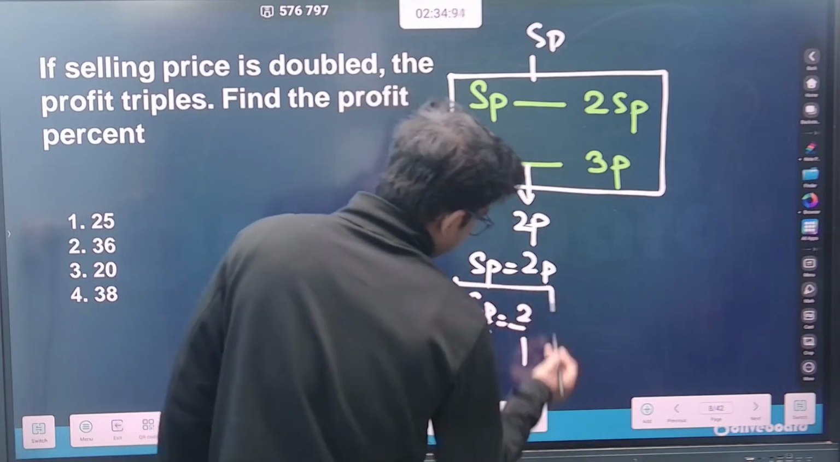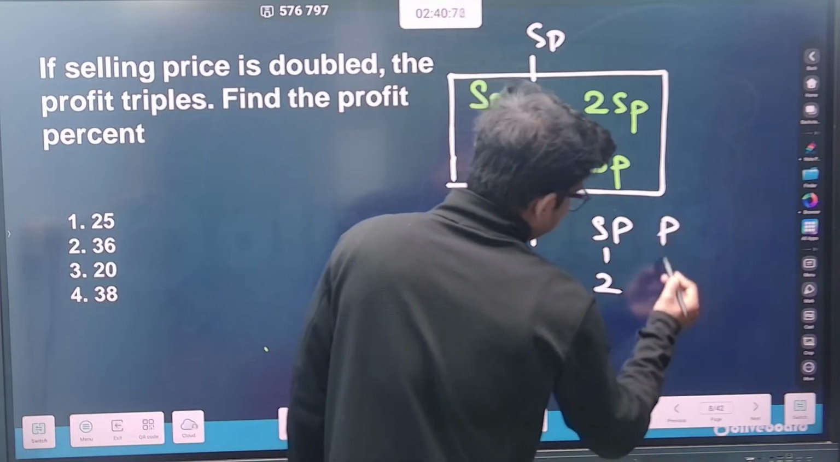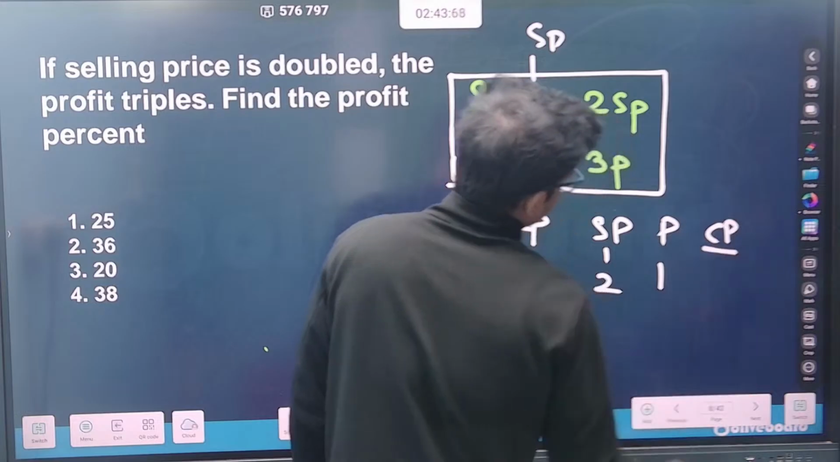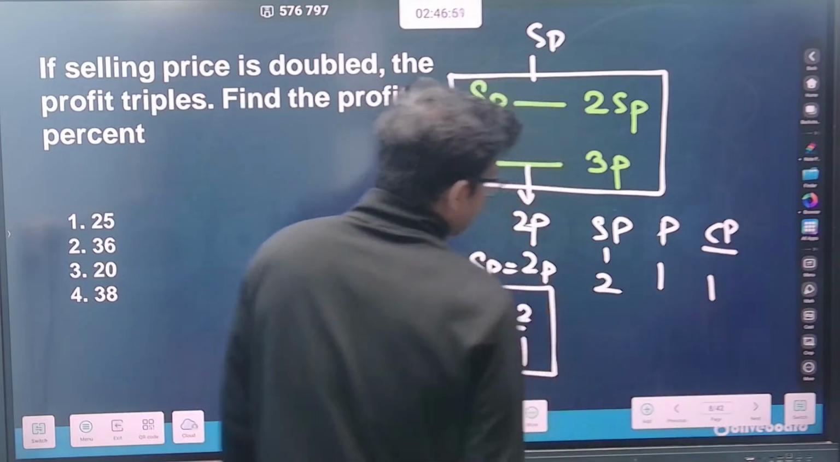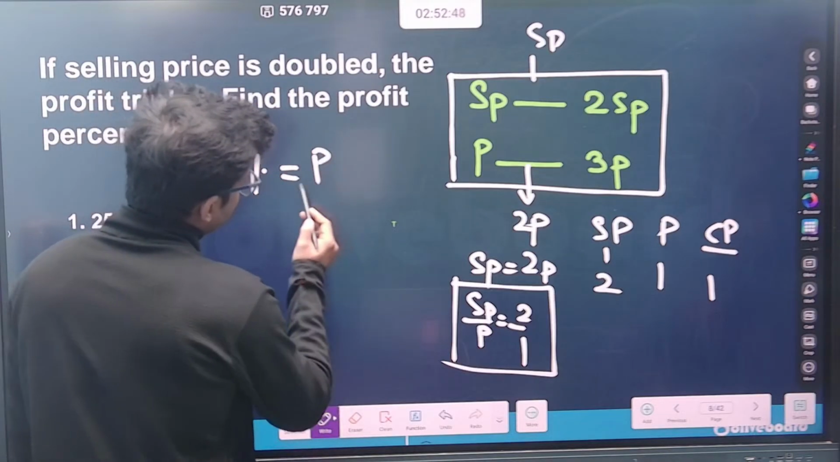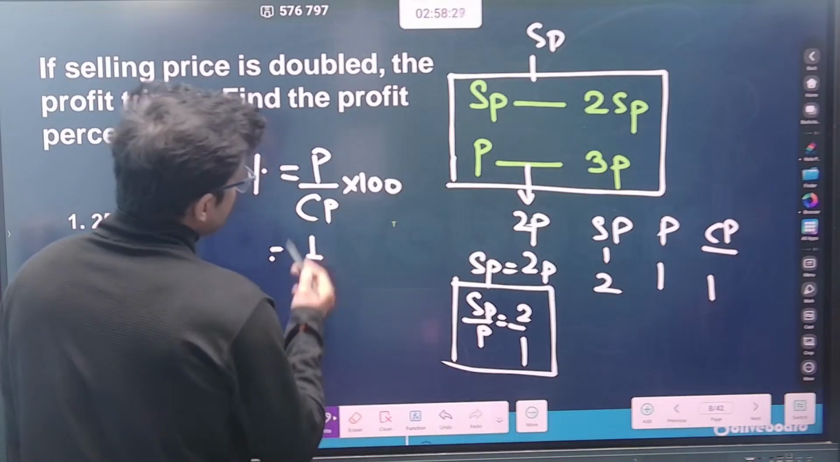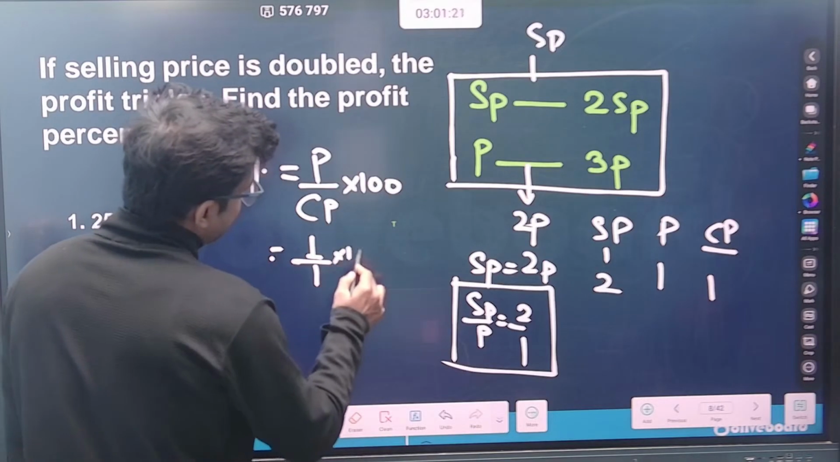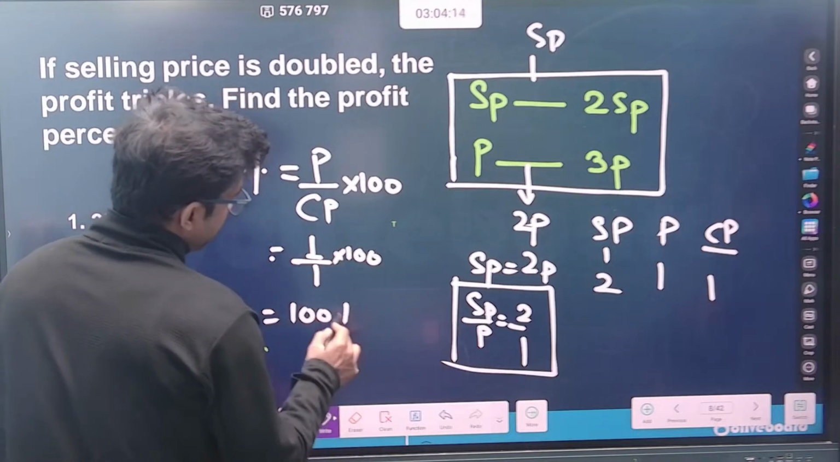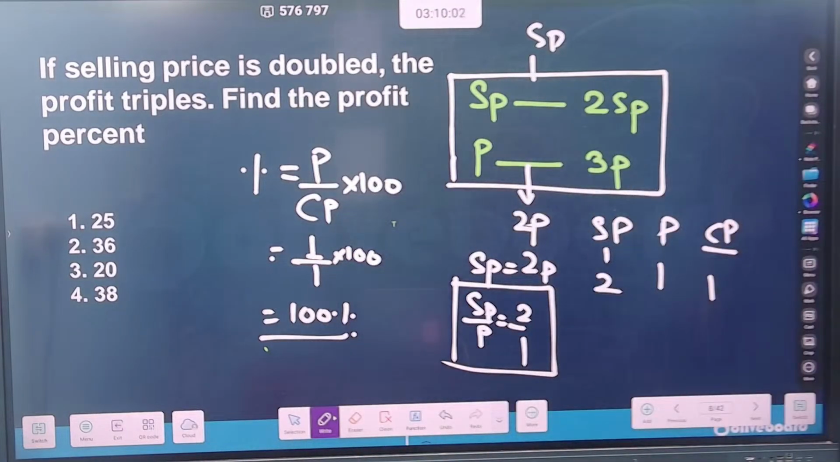From this logic, my selling price is basically 2, profit is basically 1, so my cost price would be how much? 1. If you ask to find the profit percentage, it is profit by CP into 100. My profit is 1, my cost price is 1, multiplied by 100. So this is 100%. There is a profit of 100%. I hope this is also clear and makes sense.